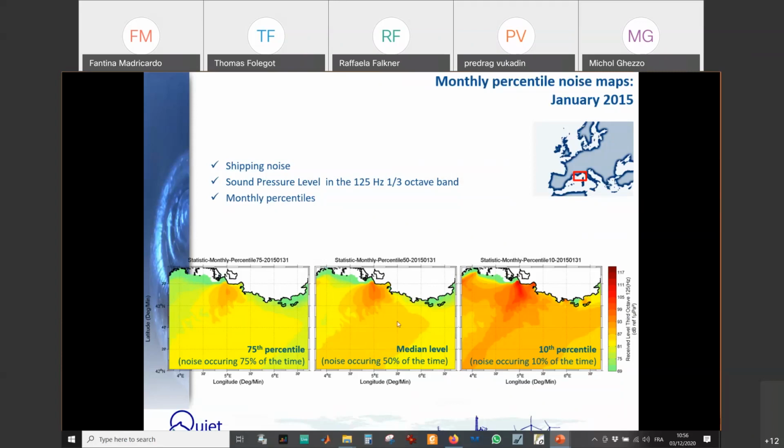So this is how to read the maps. It's interesting to look at different percentiles. Usually we use the 10th percentile, which is a description of really anthropogenic noise. The 25th percentile, 25% of the time, is fairly useful in areas where you have less traffic. The median level, because it's half of the time, is always interesting to look at. And the 75th percentile is also very interesting, because it is more representative of the natural noise, apart from some places where you may still have a contribution of anthropogenic noise when you have very heavy traffic.